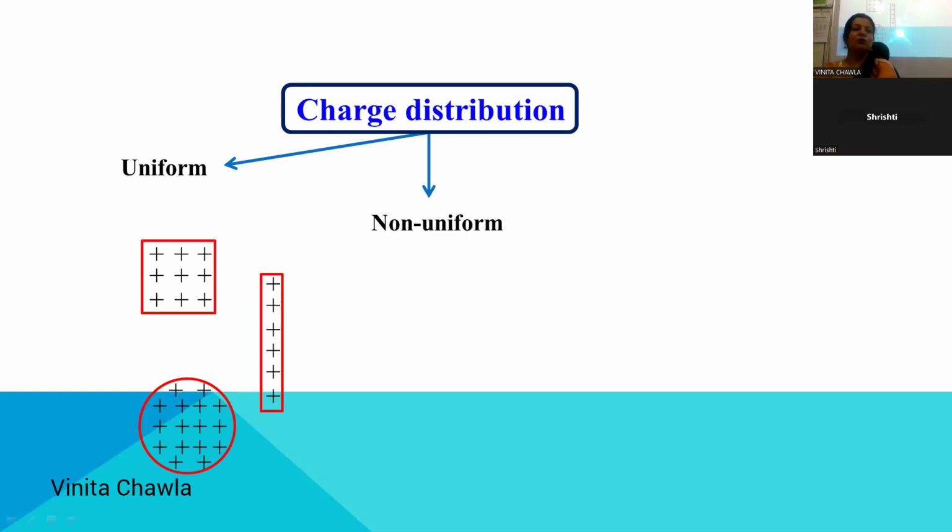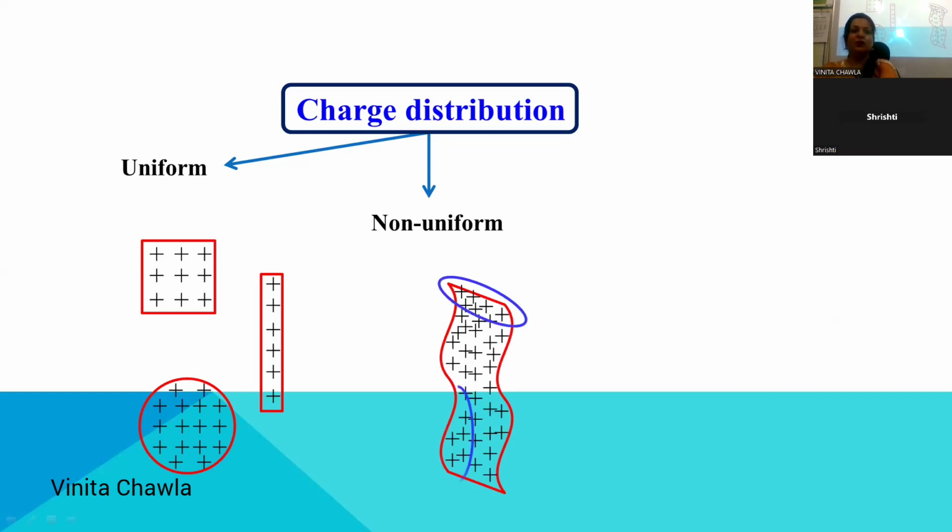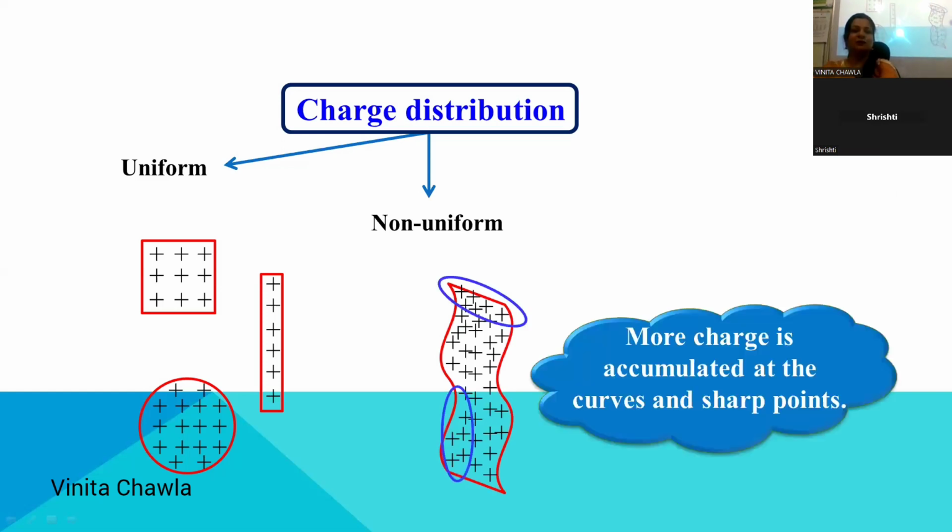On the other hand, in non-uniform charge distribution, we have unequal distribution of charges. So here you can see at some areas, charge density is greater than the other areas, right? So more charge is accumulated at the curves and sharp points. This we had discussed in previous class as well.